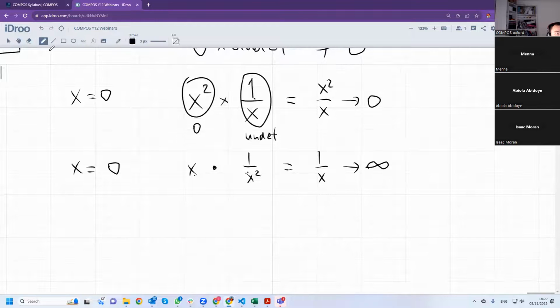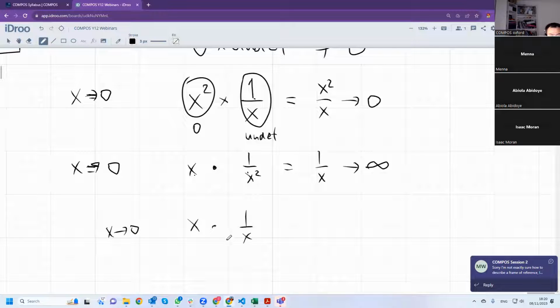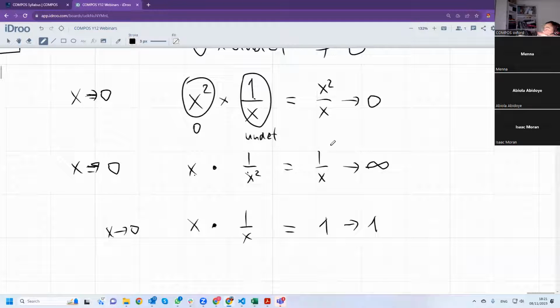And also, you could get x multiplied by 1 over x, where x tends to 0. So this is 0 times undefined, which tends to 1. So 0 times undefined can literally be anything. That's why it's undefined.